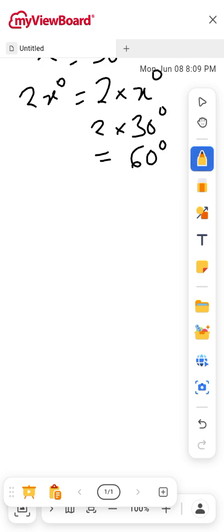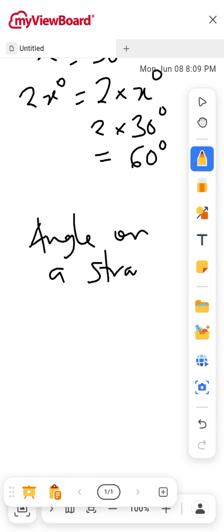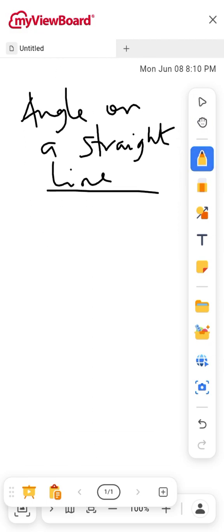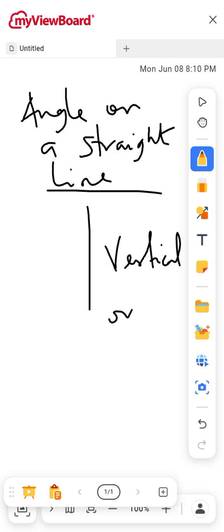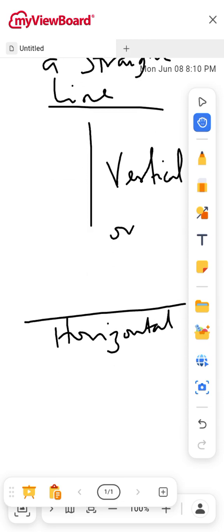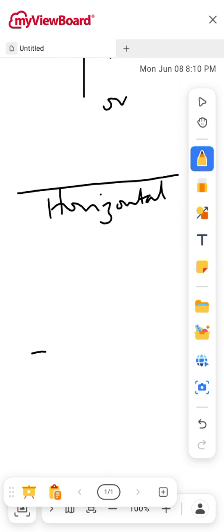Okay, let's quickly move on to angles on a straight line. Our straight line can be vertical, or it can be horizontal, or a sloping line. Now, the sum of angles in any straight line is 180.